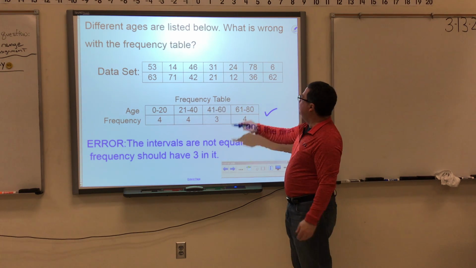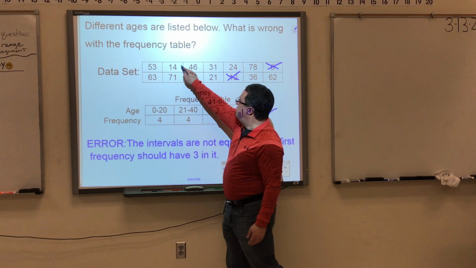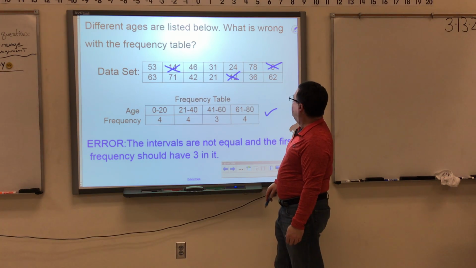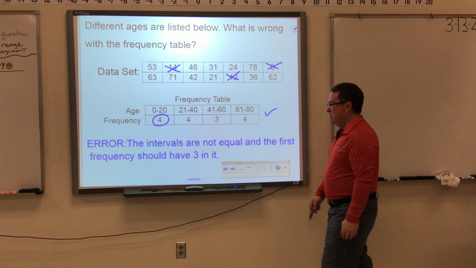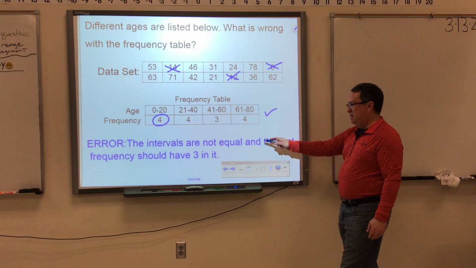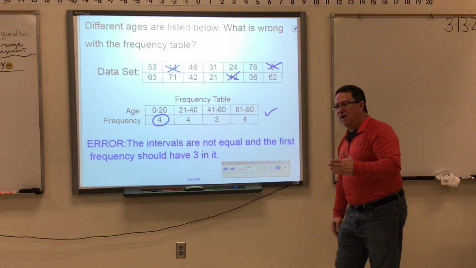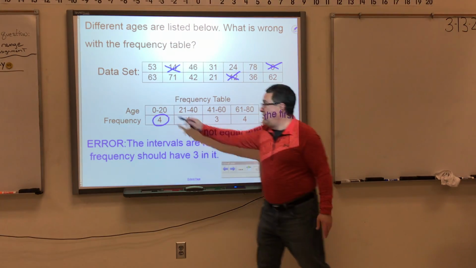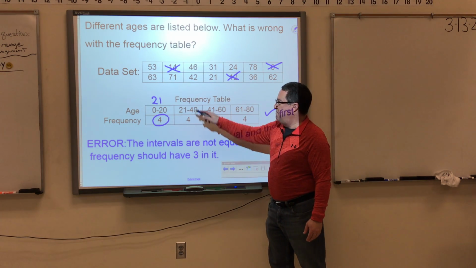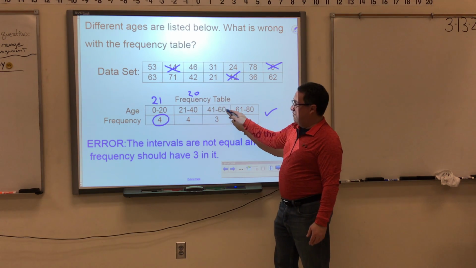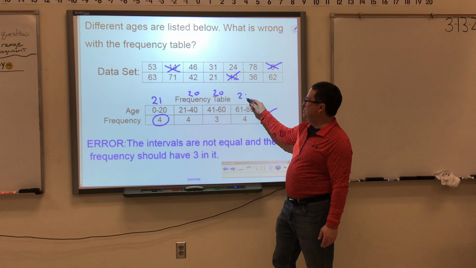Okay? From 0 to 20, I have 1, 2, 3, and not 4. Okay? So that's what's wrong with it, and also the intervals are not equal. 0 to 20 has 21 numbers. 21 through 40 has 20. 41 through 60 has 20. 61 through 80 has 20.